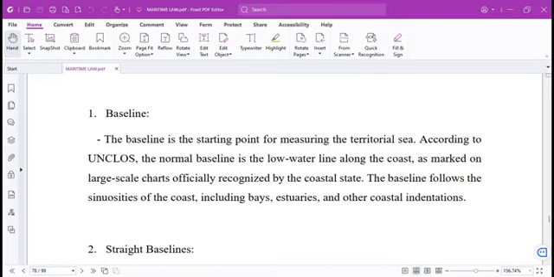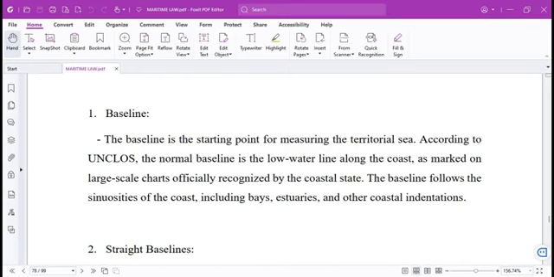Again, the baseline is the starting point for measuring the territorial sea. According to UNCLOS, the normal baseline is the low water line along the coast, marked on large-scale charts officially recognized by the coastal state. The baseline then follows the sinuosities of the coast, including bays, estuaries, and other coastal indentations.